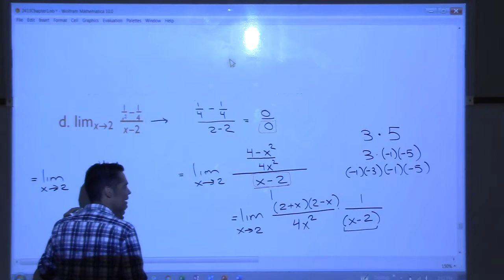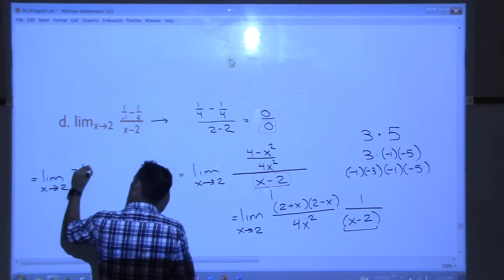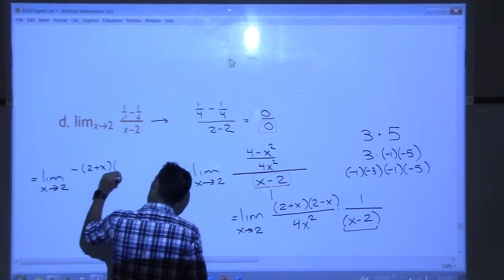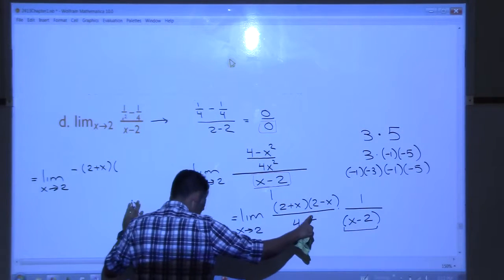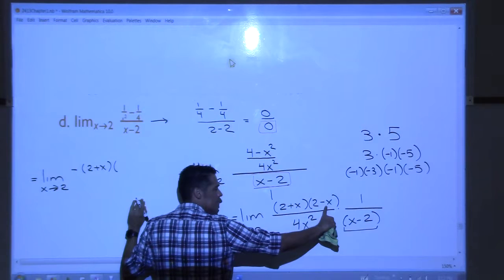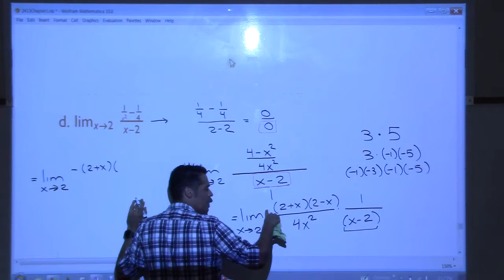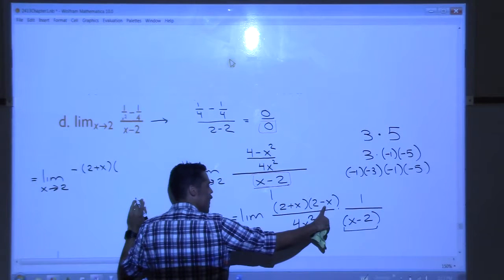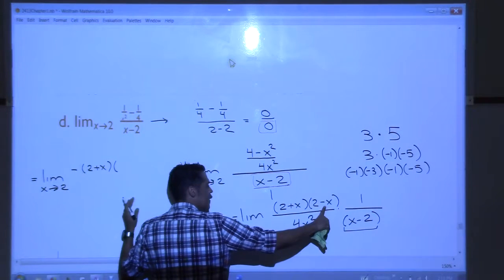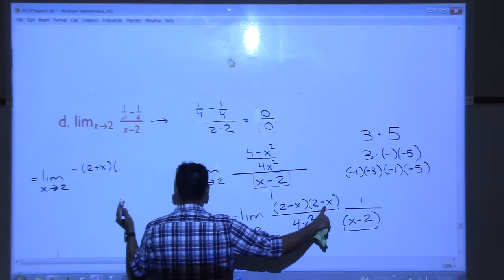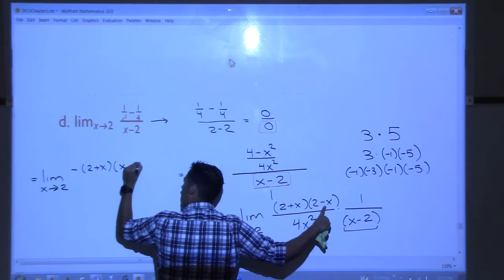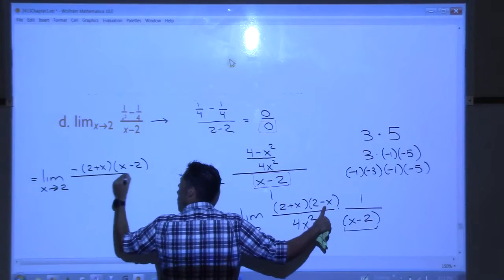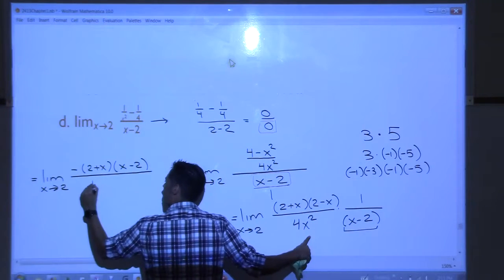Still writing the limit, right? Now when I pull the negative out, I'm pulling it out of this one. I'm taking the negative and sliding it out to the front, and then I'm leaving this one alone. And then what does this one become when I pull the negative out? X minus 2. Or negative 2 plus x, however you want to write it. But I'm going to write it the way I want it to look, which is that, all over the 4x squared.